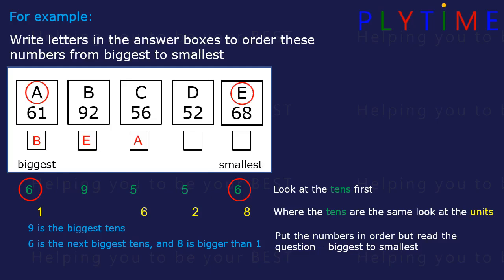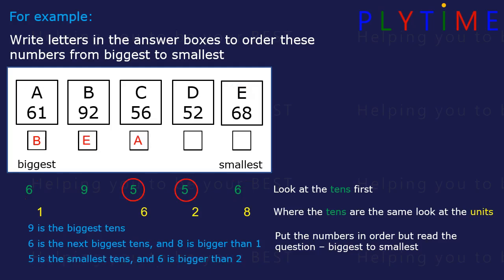Then we look at 2 that have got 5 as their 10s. 6 as the units is bigger than 2, so the next biggest would be C. And finally the smallest would be D.